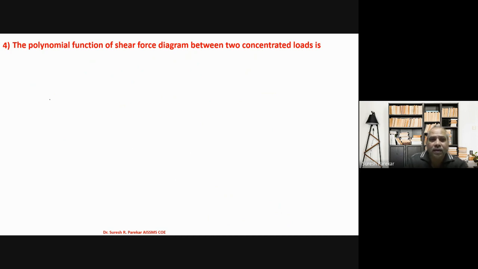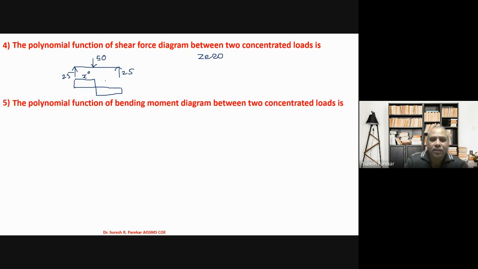Now this is most important, and for this one we have to keep these diagrams in mind. Whenever we get such a question, these images should come in front of our eyes. If we draw the shear force diagram, we have it in this fashion. So the polynomial function will be x to the power 0. So the polynomial function of shear force between two concentrated loads is 0. If the polynomial function is 0, it is a horizontal line.